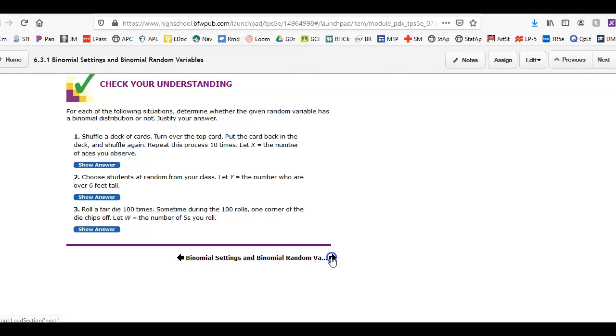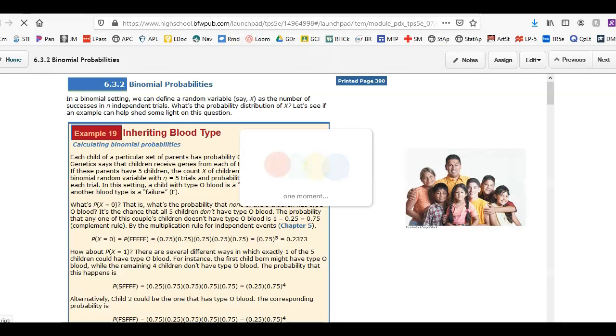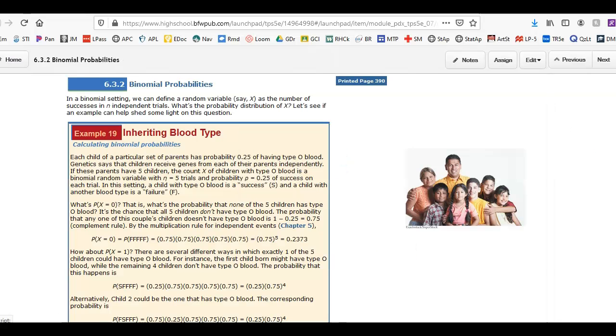Okay, moving on. That gives you an idea of what to expect and how to check if something is a binomial setting. So once we've identified something is a binomial setting, now we can start calculating probabilities. Because the events are independent, we're going to be able to multiply those. In this case, we want to know the probability that none of the 5 children have type O blood. So it'd be not type O and not type O and not type O and not type O and not type O, 0.75 to the 5th.